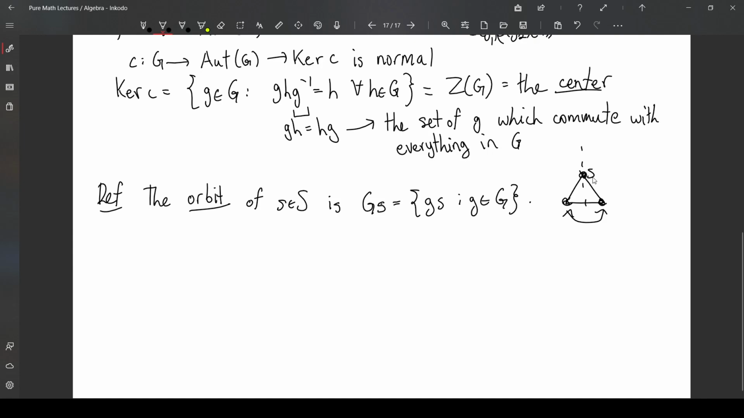So if you call this S, then clearly you're going to have that GS is equal to S for more than one value of G. So the elements of the orbit don't necessarily have to be distinct. Well, my point is that you can't just say right away that if G1 is not equal to G2, then G1S is not equal to G2S. That's all I'm trying to say.